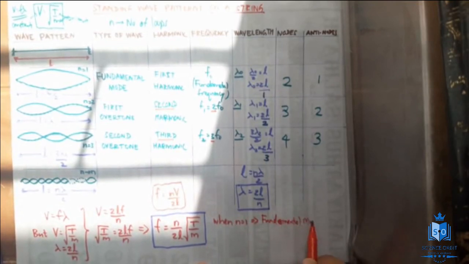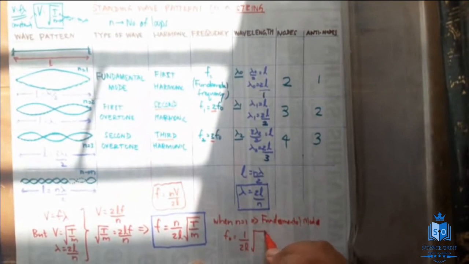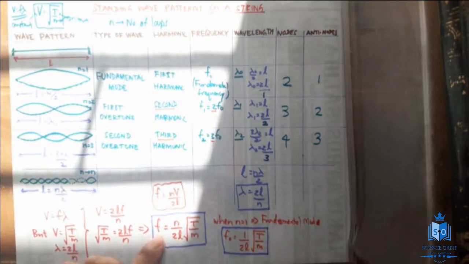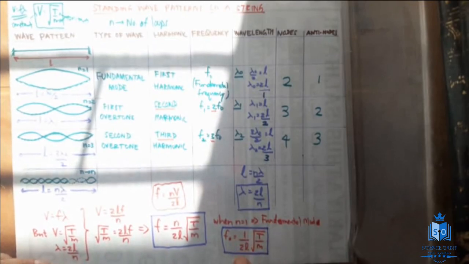Agreed? Right. So when n is equal to 1, it will be the fundamental mode, and f becomes f naught. So another equation can be written: f naught is equal to 1 over 2L times the square root of T over m. Okay. So the earlier equation is for any frequency of a standing wave formed on a string, but this particular equation you can use only for the fundamental mode, a very frequently used equation.